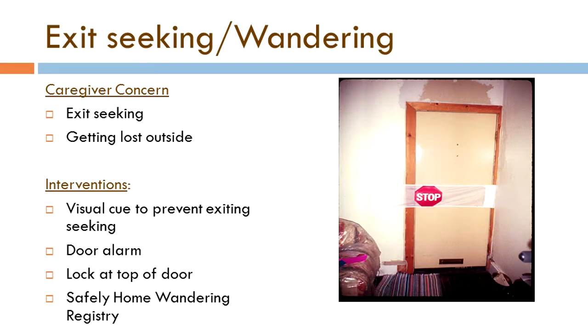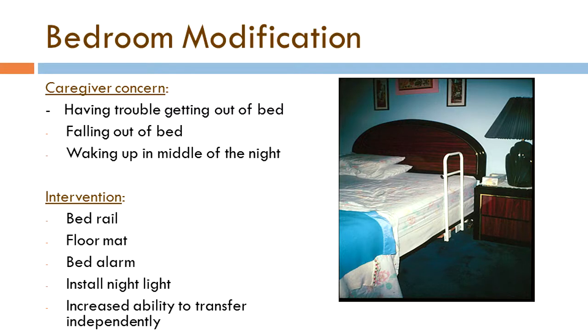So some of the things that we try and do here is door alarms, door locks, so double deadbolts or kind of locks on the top if it's nighttime wandering and you want to mitigate that risk. Visual cues to prevent exit seeking. So you see in a lot of homes, they might put a stop sign on the door, a band across the door. And then obviously through the Alzheimer's Society, Medical Alert now is the Safely Home Wandering bracelet, so if there is wandering from the home. And I'll get into some of the technology pieces as well.